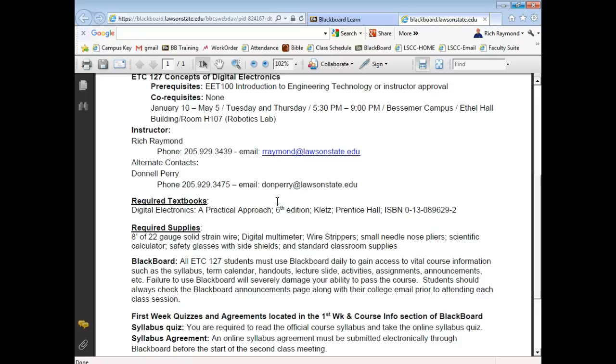Technical books are real expensive anyway because of the number of copies they run. They don't run near as many as some of the publishing houses run for some of these books. This one is 6th edition.